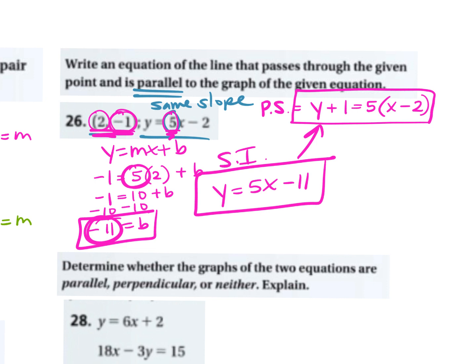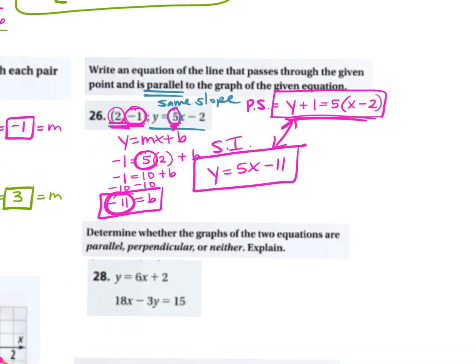Okay, I know these look different, but if you turned the point slope form into slope intercept, they would be exactly the same. So just pay attention to which one you're supposed to be finding. In this one, I didn't specify, so you could do either one.